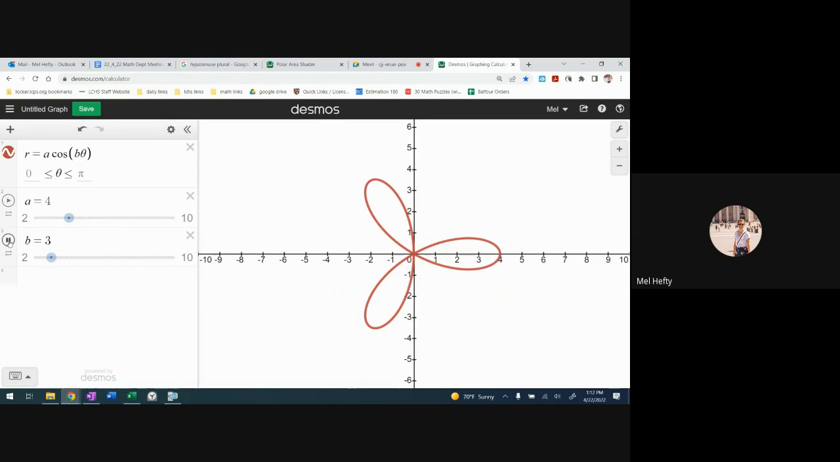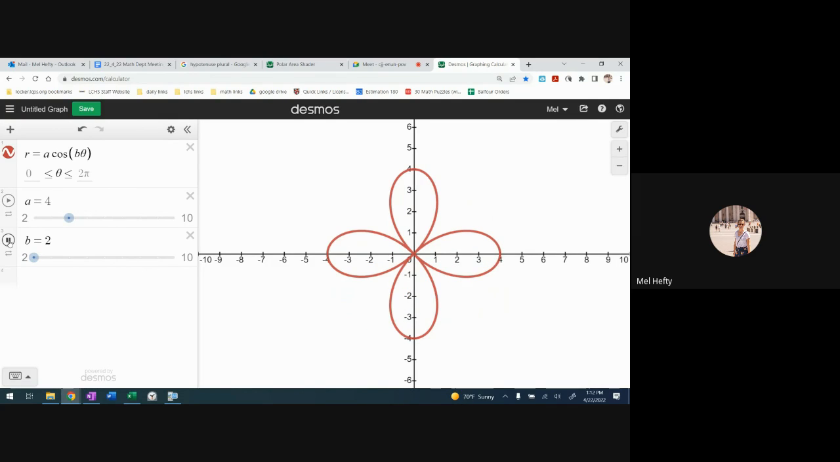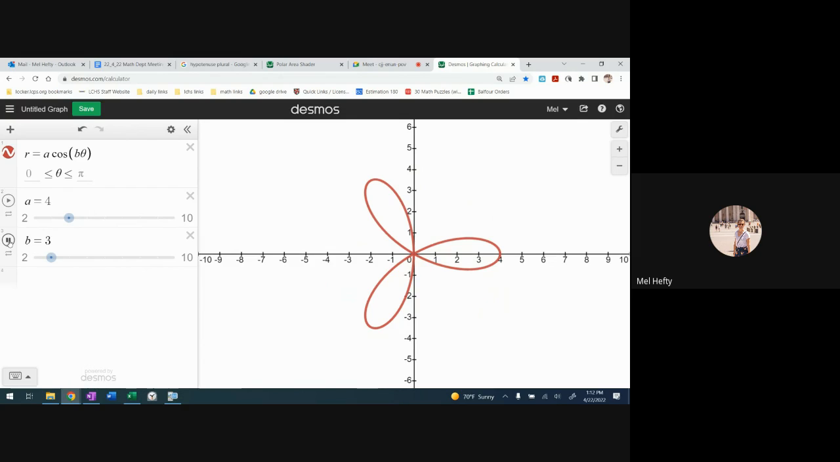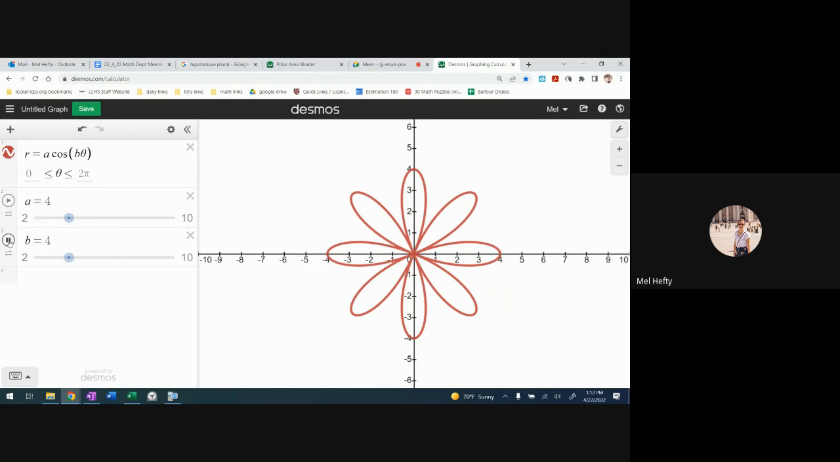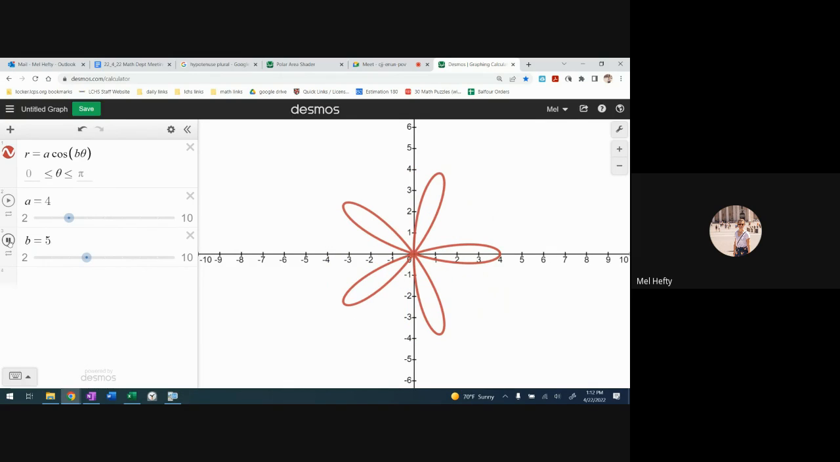Yes, it is. All right, Rashad asked a good question. Is that true for sine and cosine? Yes. So sine and cosine are more so just changing where the petals are located, which is pretty cool.